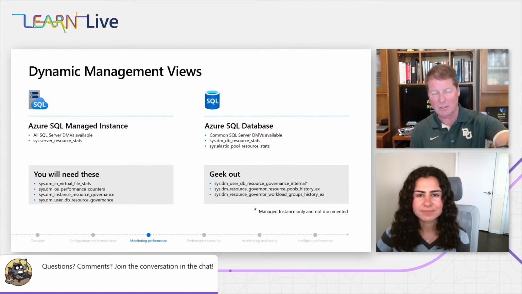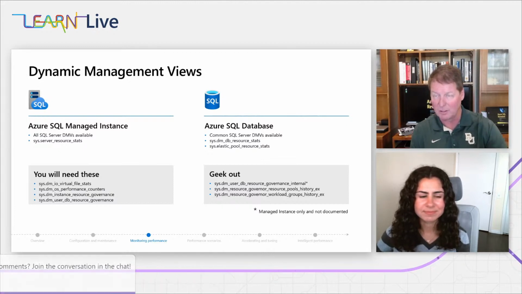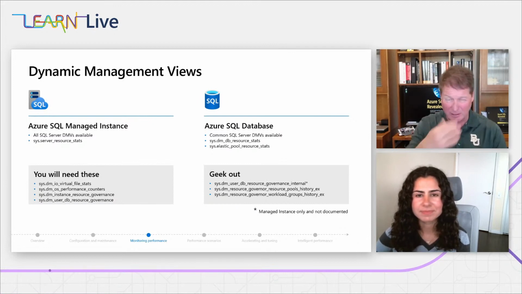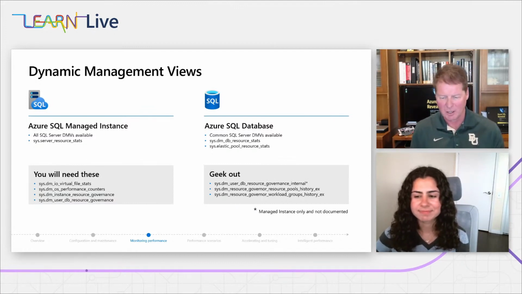Now, I love these last two DMVs over here, Hannah, Instance Resource Governance and UserDB Resource Governance, because I've talked about service level objectives being CPUs and IO and log rates, and all these kind of things, IO latencies. But I would like to see that at a configuration level, like through T-SQL, right? Rather than just looking at a table in a documentation page, could I run a query to see what is my max DOP that I possibly have set up on my system? Well, those DMVs get to show you that.